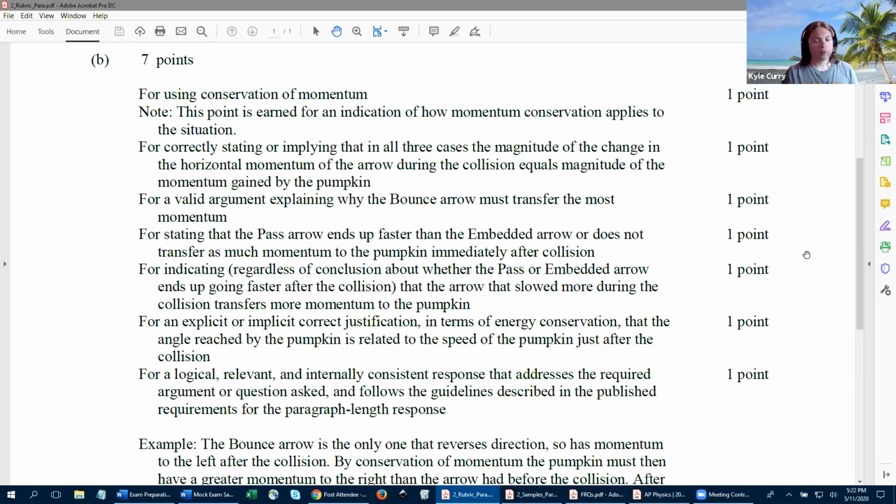Don't throw everything in the kitchen sink to the wall. Your paragraph has to be logical, so it has to flow. It has to be relevant to the question under consideration. Even if everything you say in the paragraph is correct, it's got to be relevant. And it has to be internally consistent. Don't say something happens in one part of the paragraph length response and then later on say something that contradicts what you said earlier in the response. So hit your Alt Print Screen button, take a screenshot of this rubric, because we are about to look at a sample student response.